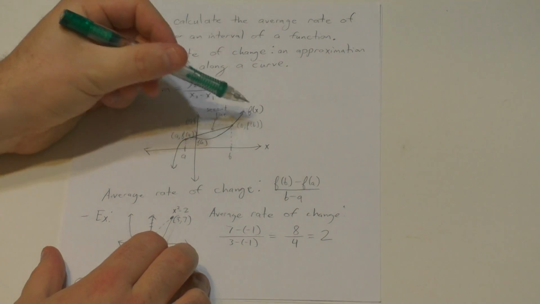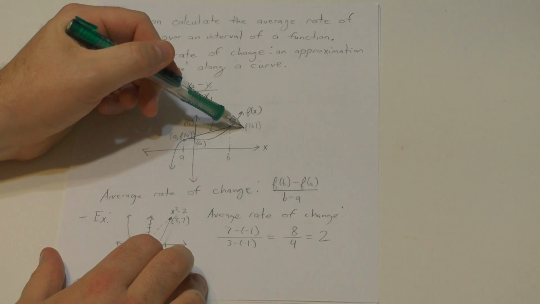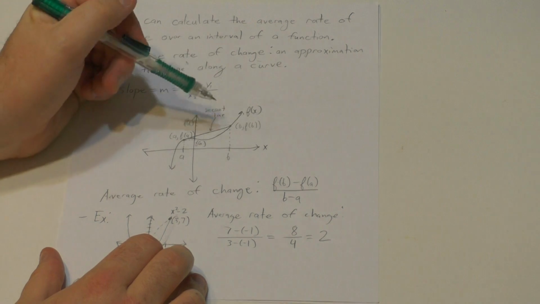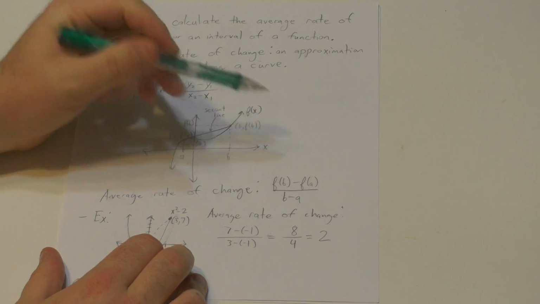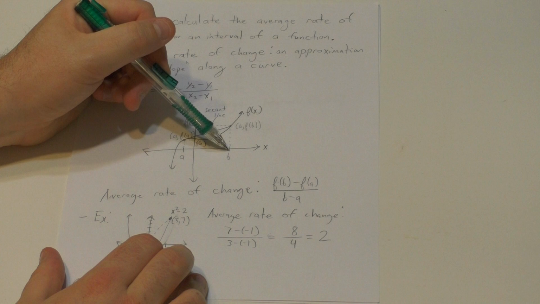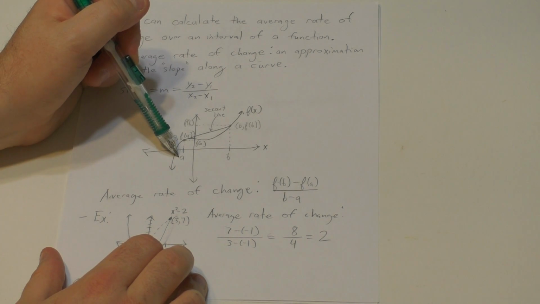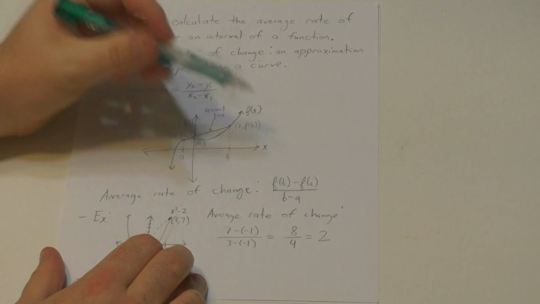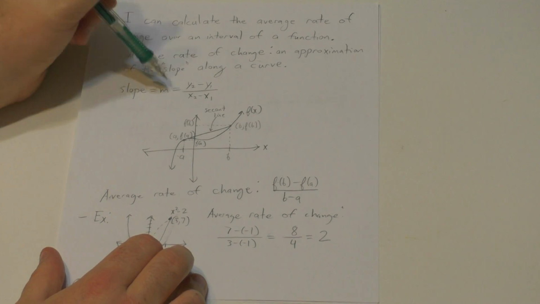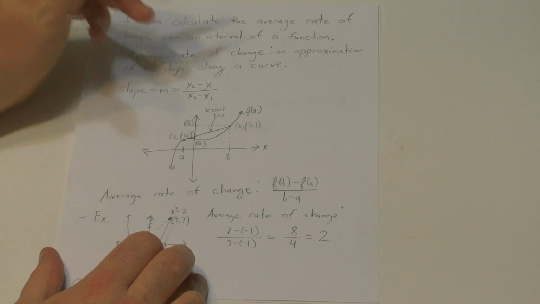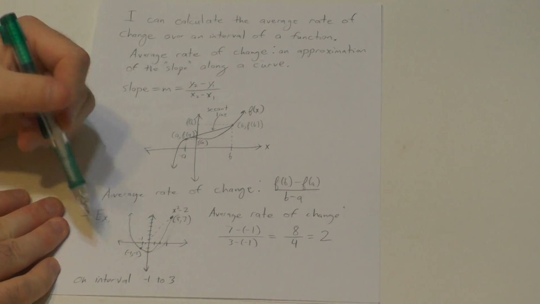So let's call this y sub 2, that's f of b, minus y sub 1, f of a, over x sub 2, which is b, minus x sub 1, which is a. That's our average rate of change formula. It's basically the same thing as slope. All right, so here's an example.